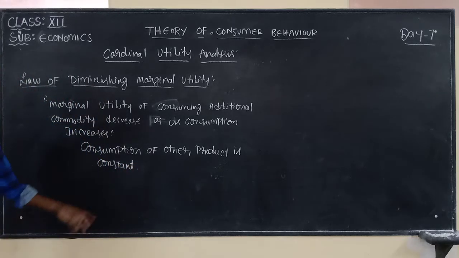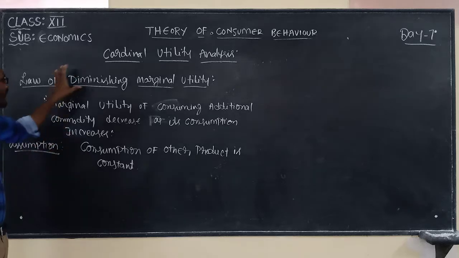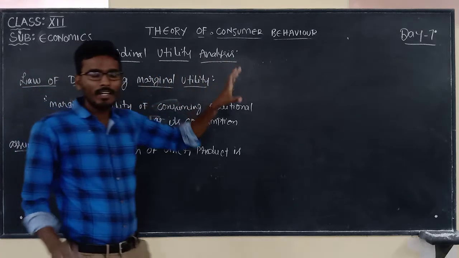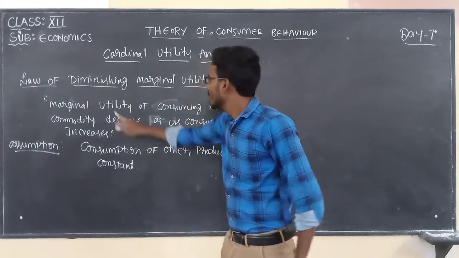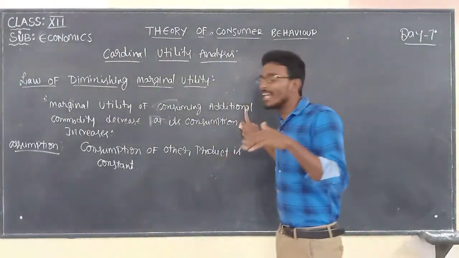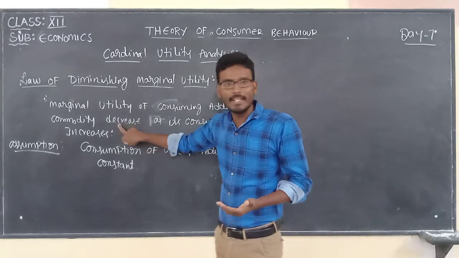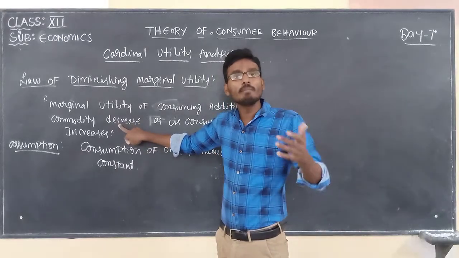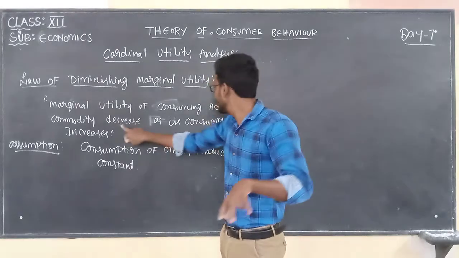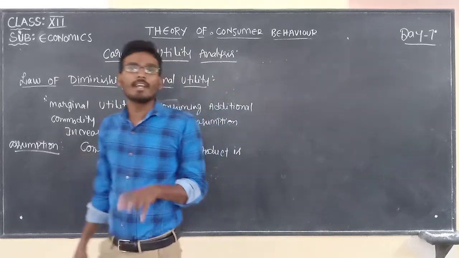Consumption of other product is constant. It is known as an assumption. Without this assumption, this theory can't be applicable. See again, I repeat. The law of diminishing marginal utility, right? What does the theory describe? The marginal utility of consuming an additional commodity will decrease. By consuming one additional commodity, the additional commodity's marginal utility will decrease as its consumption increases. That is all about the definition of the theory.